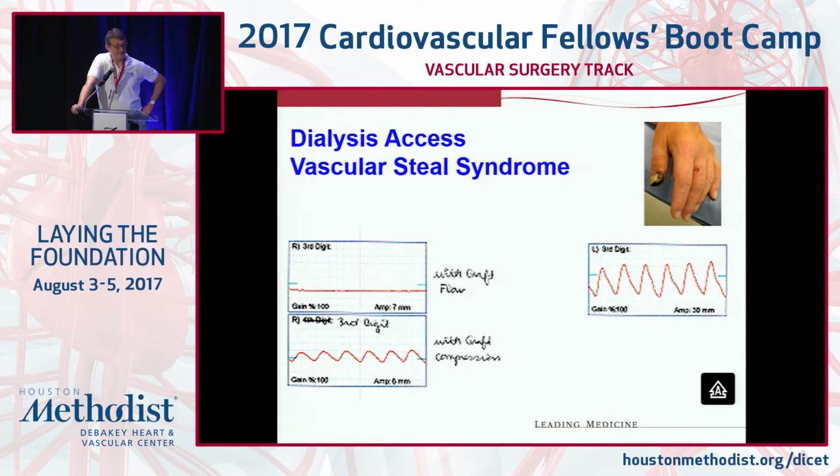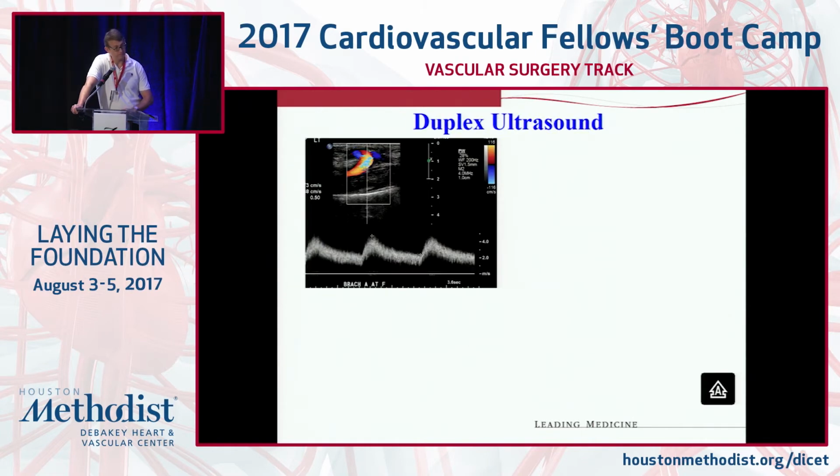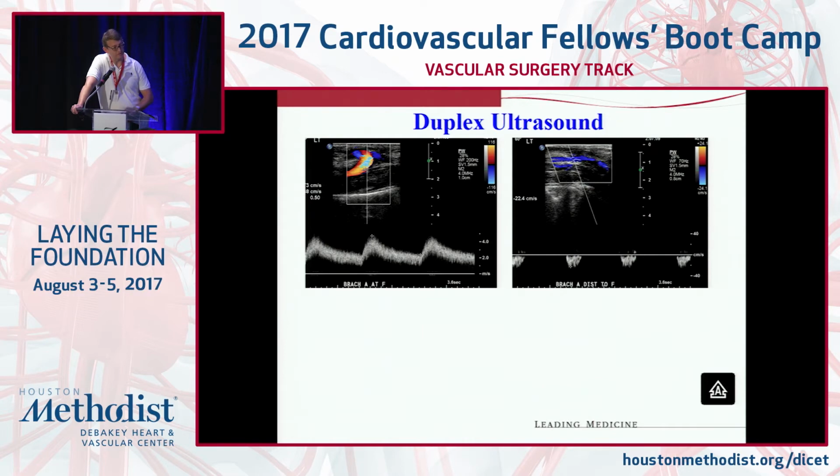And then you have a flat line, no flow with the access open, and then with compression of the graft or the fistula, you get return of pulsatile flow in the digits. Duplex ultrasound: if you look here, you see antegrade flow in the brachial artery, upper left, and then you see retrograde flow in the brachial artery distal to the anastomosis of the access. So essentially, you see reversal of flow, which is one of the pathognomonic features of steal syndrome.